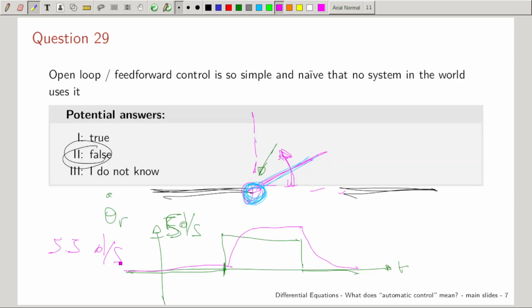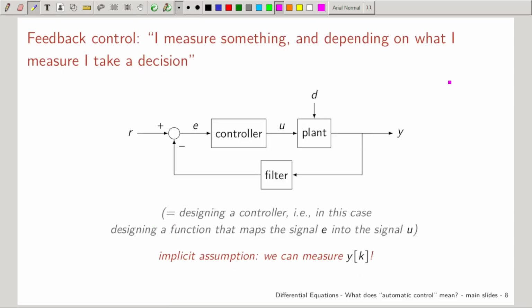If you have a rocket and you want to send it to Pluto, I don't think that the open loop controller is going to work. True? We are going to need to do what? Compare our measured behavior with what we would like to happen, compute some error, and decide depending on the error. True?